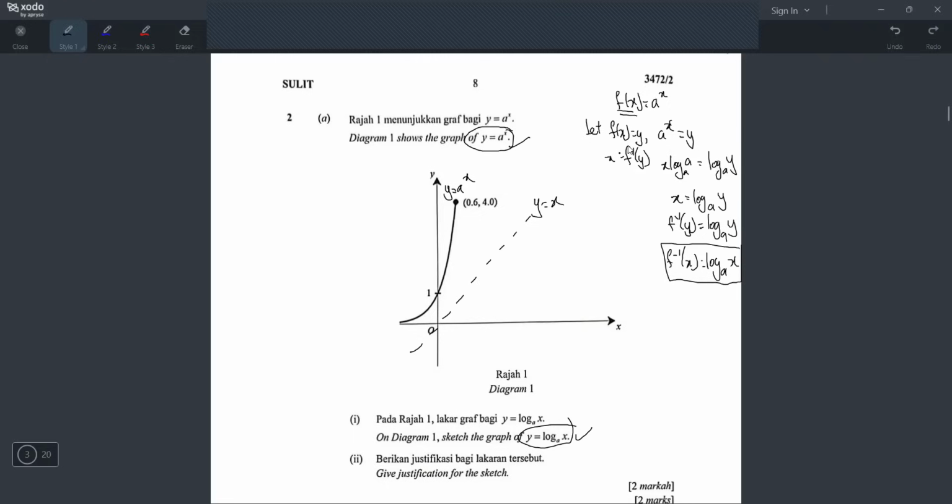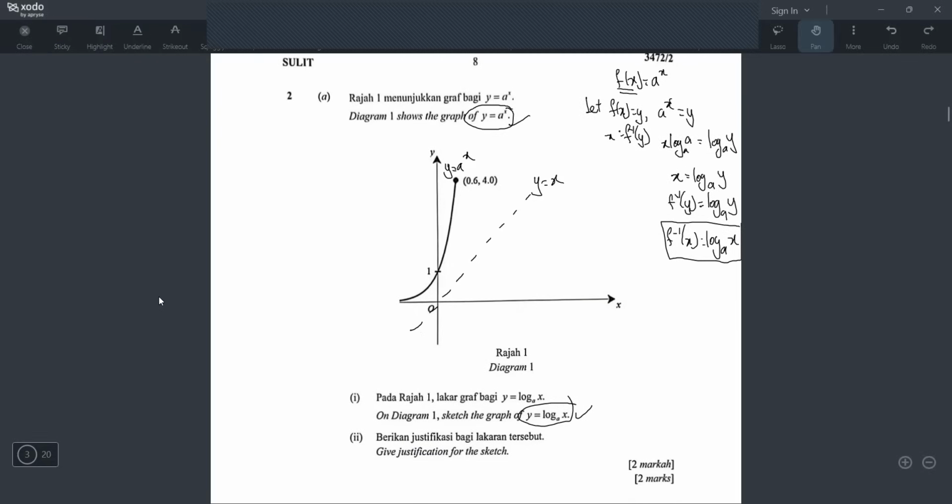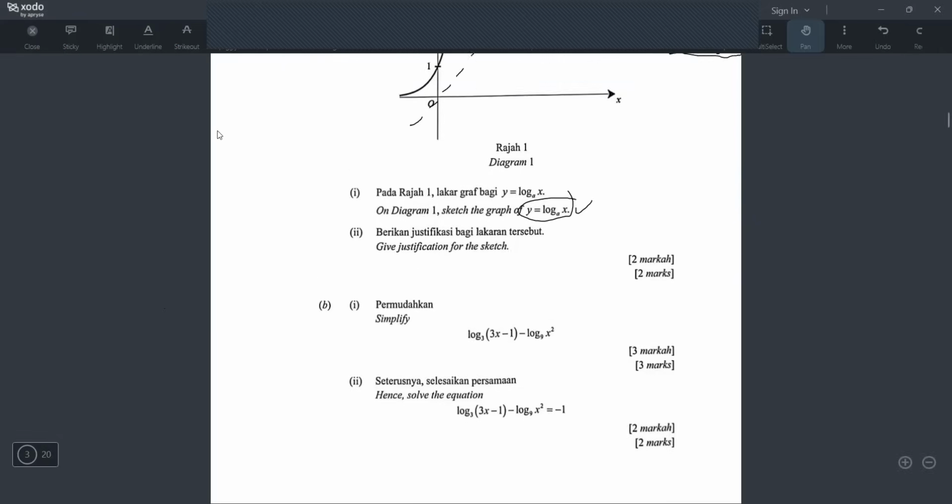Like even base 3 also can, base 5 also can, right? But this is how I prove to you that they are the inverse of each other. And since they are inverse of each other, it means when we sketch this curve, it will be the reflection, right? So this curve's reflection will be here. But let's draw it nicely, and we also have to make sure the coordinates are correct.